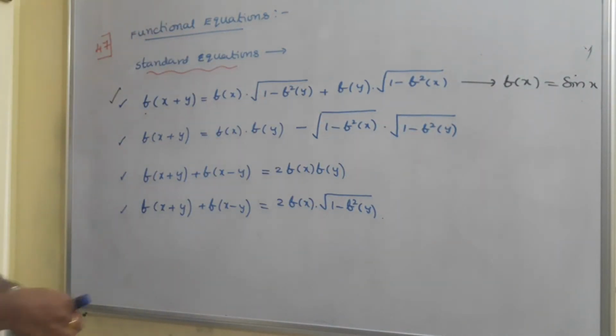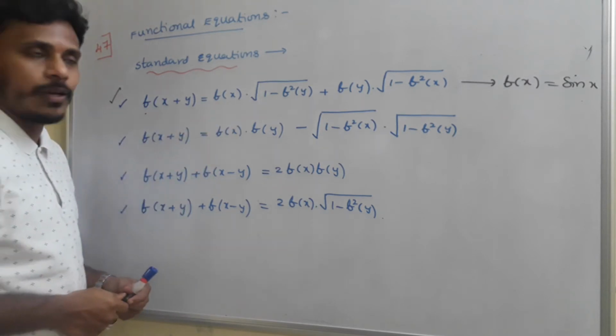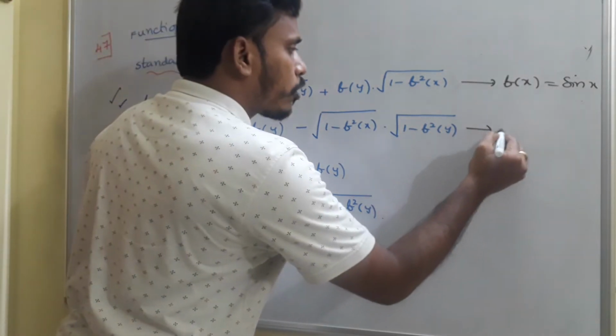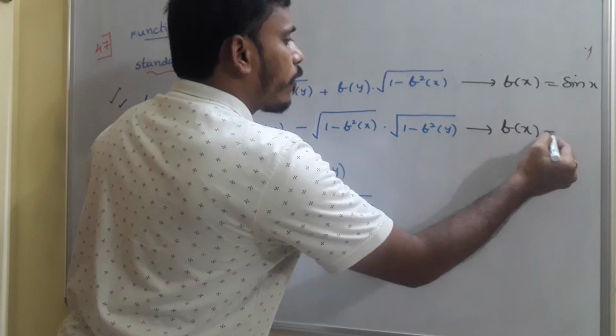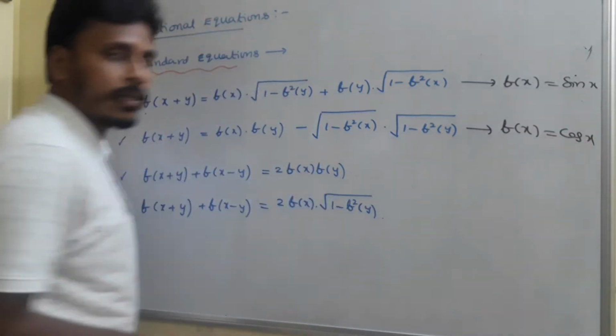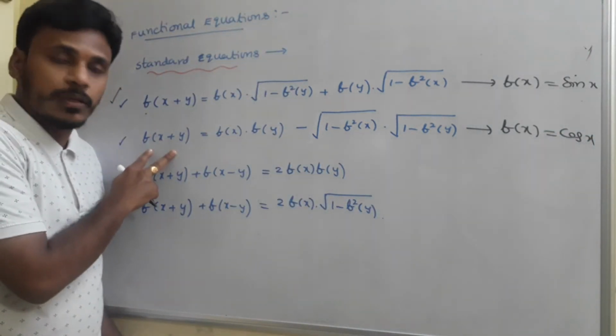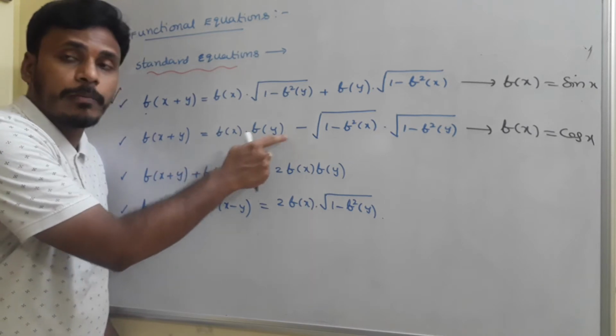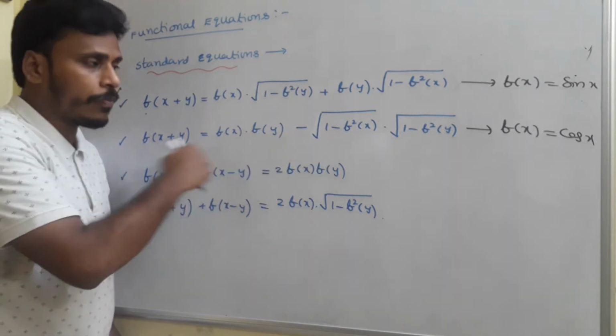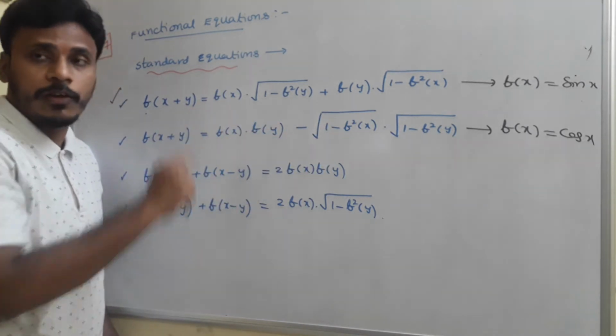In a similar way, if you check, the second functional equation corresponds to the function cos x. If you take f of x equal to cos x, cos of x plus y is equal to cos x cos y minus sin x sin y. So this is the relation and that is the function.